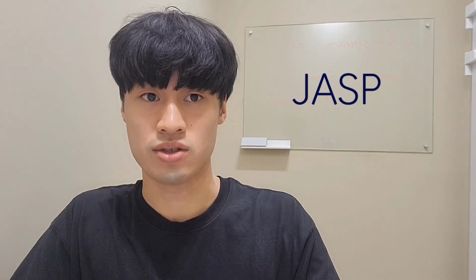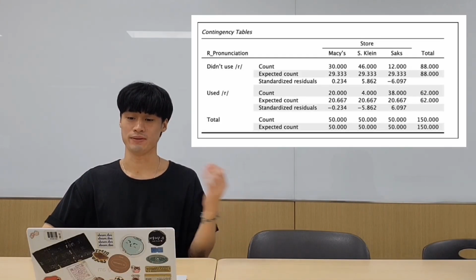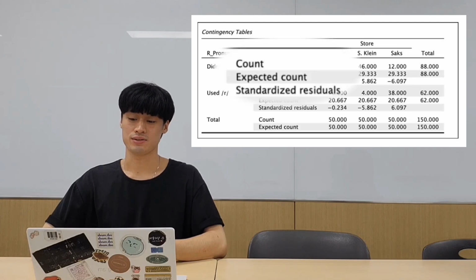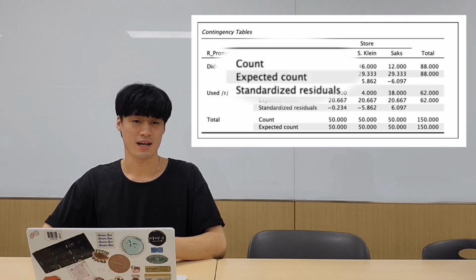To run this analysis, we will use the statistical software JASP. Here's the analyzed data, called a contingency table. The count shows how many clerks in each store did or did not pronounce R in fourth floor. Below that, we see the expected count, what we'd expect if store type and pronunciation had no relationship. And below expected count are standardized residuals, indicating how much each cell's observed value differs from expected counts.